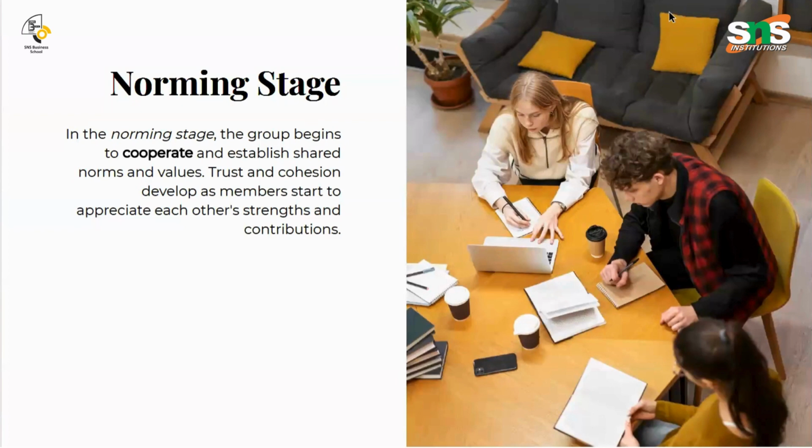The next stage will be the norming stage. As we read here, in the norming stage, the group begins to cooperate and establish shared norms and values. Trust and cohesion develop as members start to appreciate each other's strengths and contributions. As the conflict rose before, though they are in a team, they share their things with each other. At that point, a mutual relationship builds inside the team.